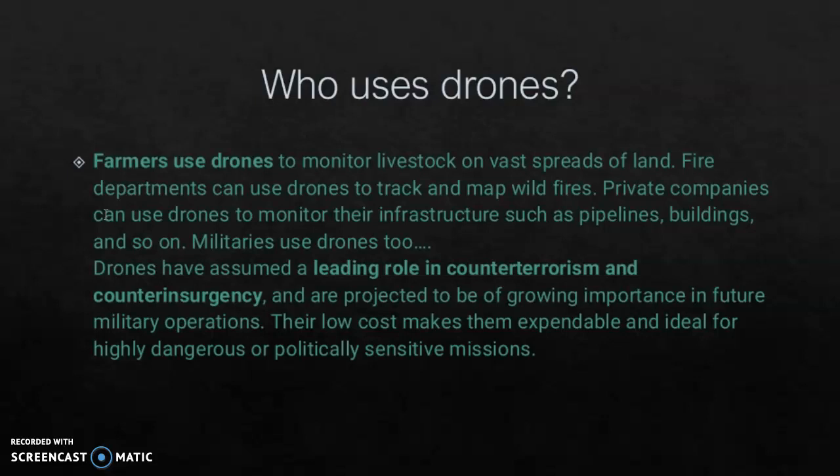The fire department uses drones to track and map wildfires, like in the forest or neighborhoods where it's hard to keep an eye on. So drones are a very easy way to track those places. Private companies can use drones to monitor their infrastructure, such as pipelines, buildings, and so on.